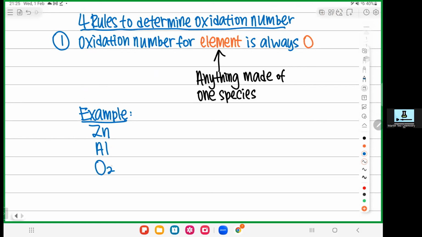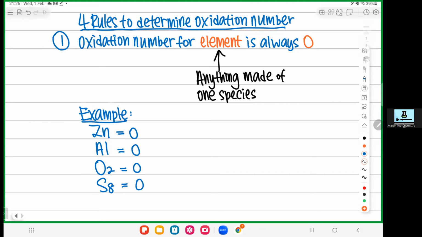O2, oxygen. Don't get cheated by two. Although you have two fellas, both of them are O. They are the same species, right? You only have one type of substance. So they are element. Let's say sulfur S8. Don't get cheated by number 8. Although you have 8 fellas, all the 8 substances are sulfur. All of them are the same species. So they are element. So as long as you have element, all their oxidation number is 0.